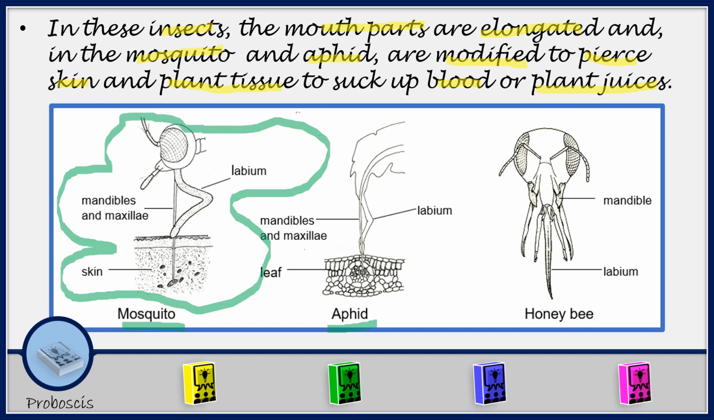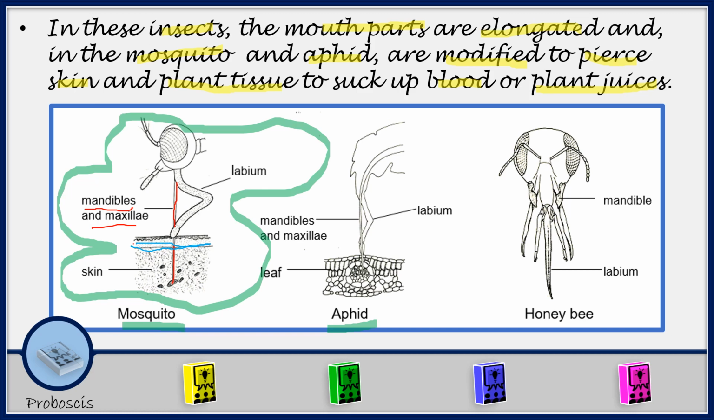It pierces the skin. But when you look at its mouth part, you are going to see it has the mandibles and the maxilla. This part which is going down is made up of the mandible and the maxilla, and it is the one that is used to pierce the skin. It pierces through the skin using the mandibles and the maxilla.